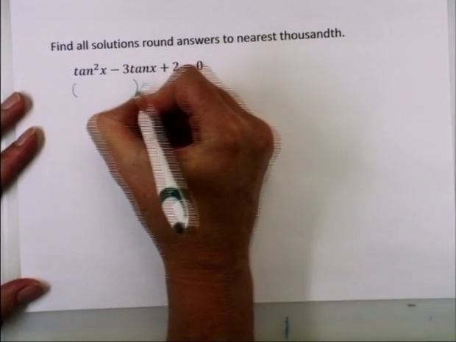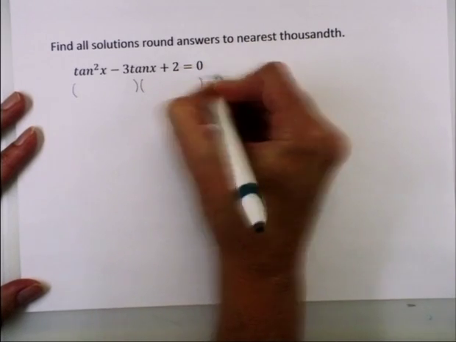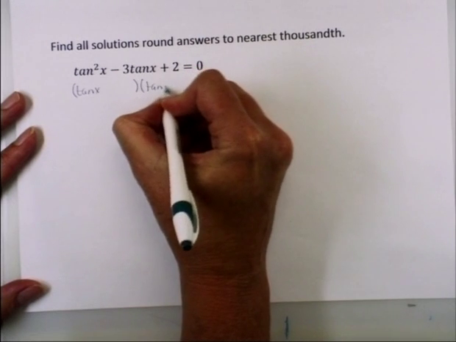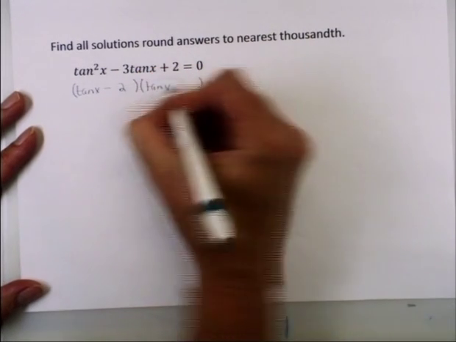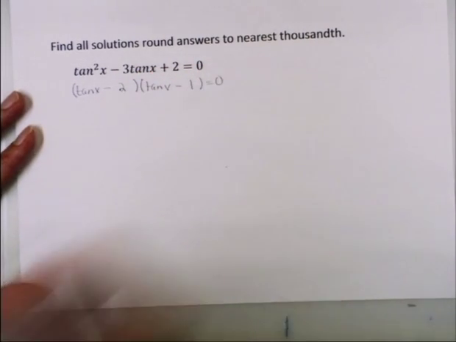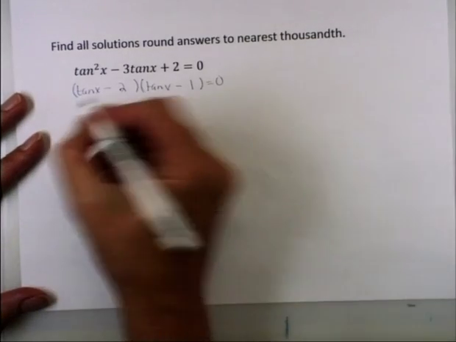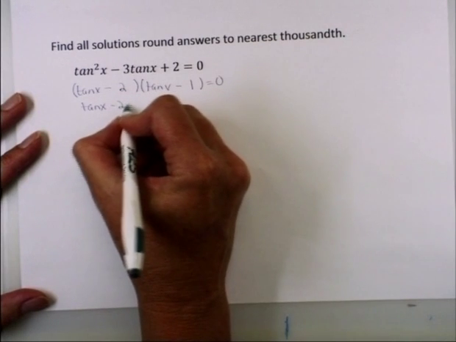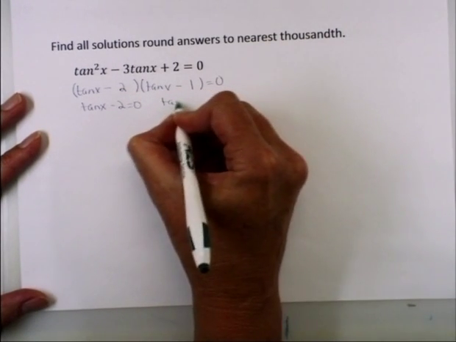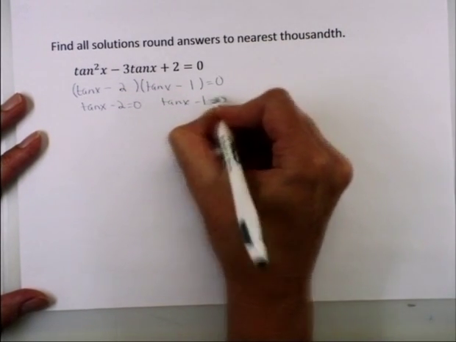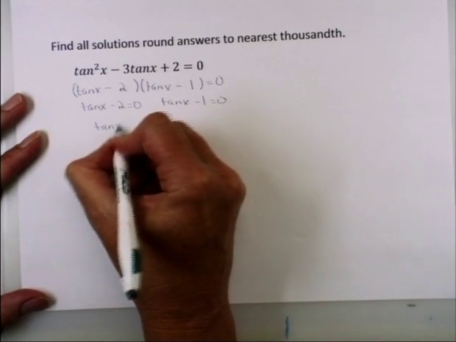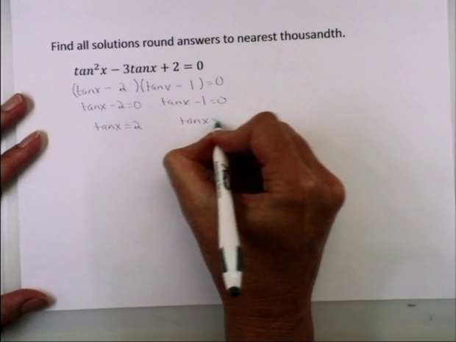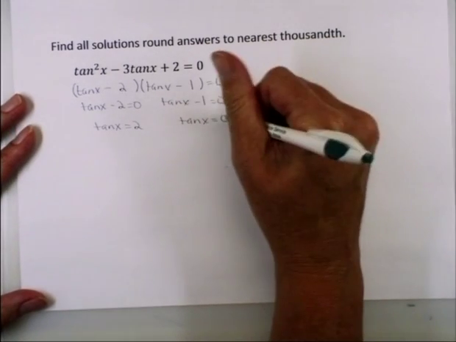When you factored this one, it factored down to tangent x minus 2 and tangent x minus 1. Then when I do the zero product property, I have the tangent of x minus 2 equals 0, the tangent of x minus 1 equals 0, or I get that the tangent of x is 2, the tangent of x is 1. Oops, sorry, 1.